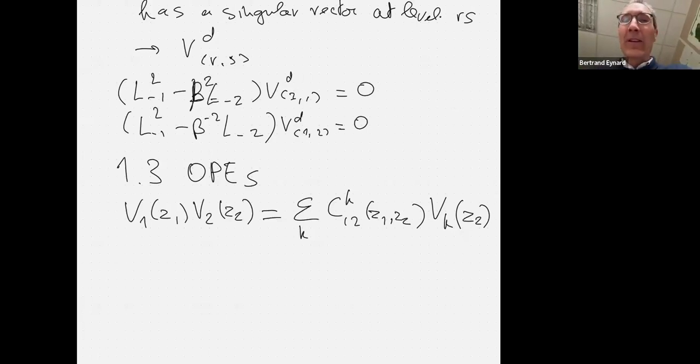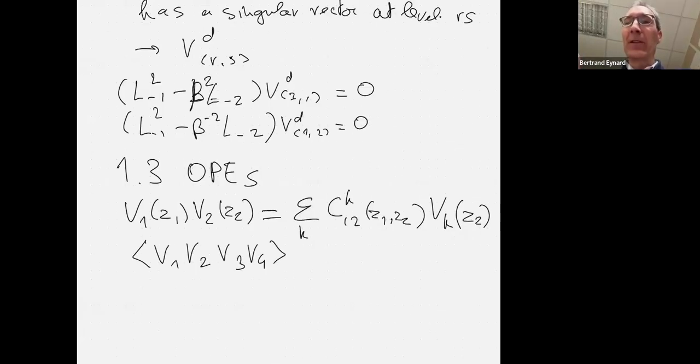Crossing symmetry means you can start with, let's say, a 4-point function, V1, V2, V3, V4. And in this 4-point function, you could reduce it to a 3-point function in several different ways. So you could do the product expansion of the first two fields, V1, V2, but you could also do V2, V3. And the result is supposed to be the same.